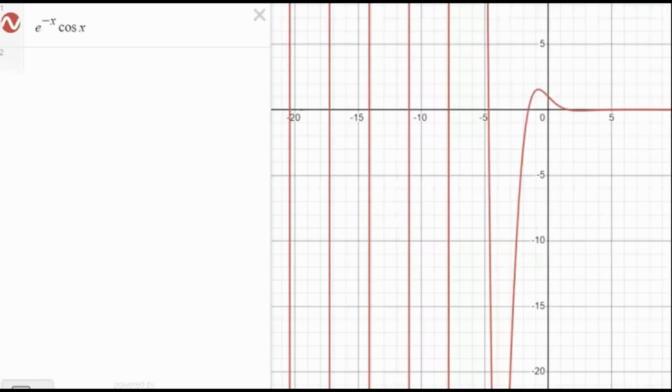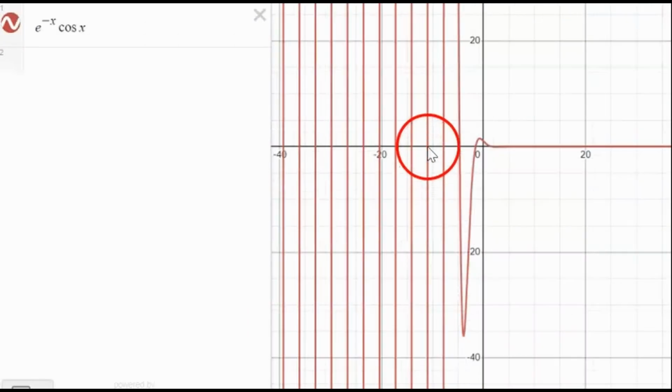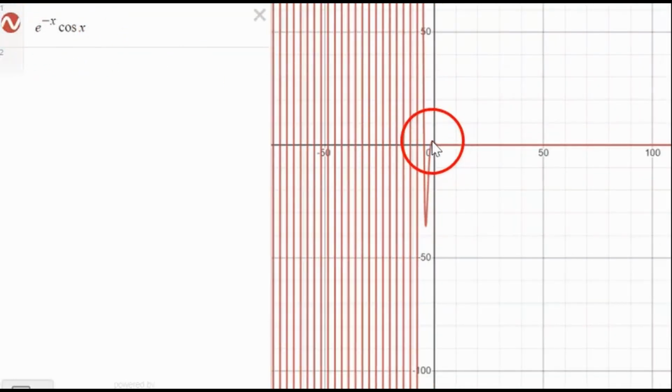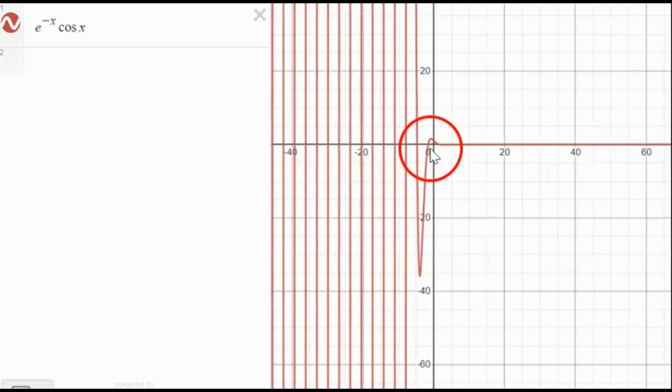And again, I'll show you the graph. This is really, really cool. Check out this function. So this is e to the -x times cos of x. And look what, so cos of x is an oscillating function, right? It's like a wave.